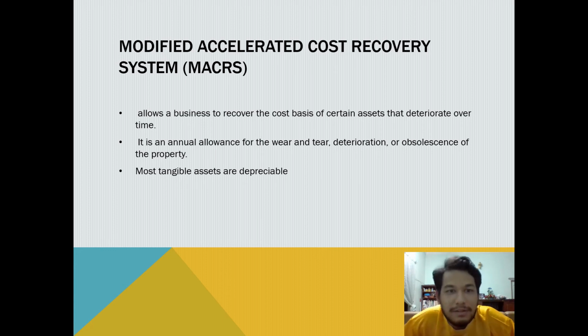Okay, now we go to MACRS, which is the Modified Accelerated Cost Recovery System, which allows a business to recover the cost basis of certain assets that deteriorate over time. This is an annual allowance for the wear and tear, deterioration and obsolescence of the property. Most assets are tangible assets, such as a building, car, and so on.